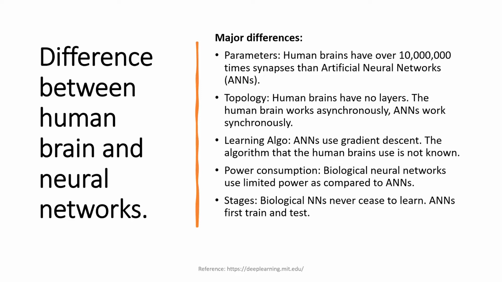When it comes to power consumption, biological neural networks use limited power as compared to artificial neural networks. Then for the stages, biological neural networks never cease to learn. Our brains never cease to learn. We are always learning. For artificial neural networks, we have to first train and then do the testing. We're going to see that.